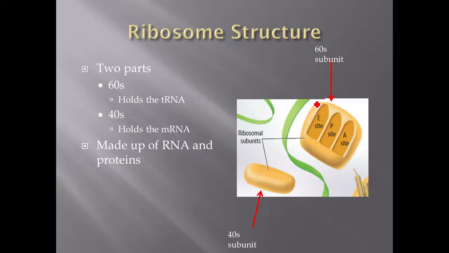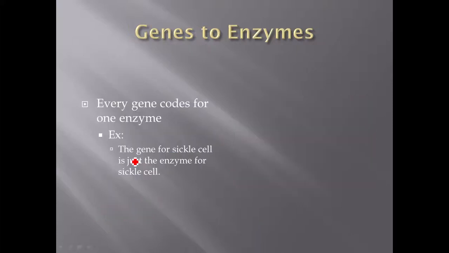The top part right here is going to hold the tRNA, and these sites right here are where the tRNA molecules are going to go. The 40S part right here, its job is to hold the mRNA molecule. Now, ribosomes are made up of basically just 2 things. They're made up of RNA and proteins combined. Now remember, when we talk about ribosomal RNA, we call it rRNA. And that's pretty much it, guys.